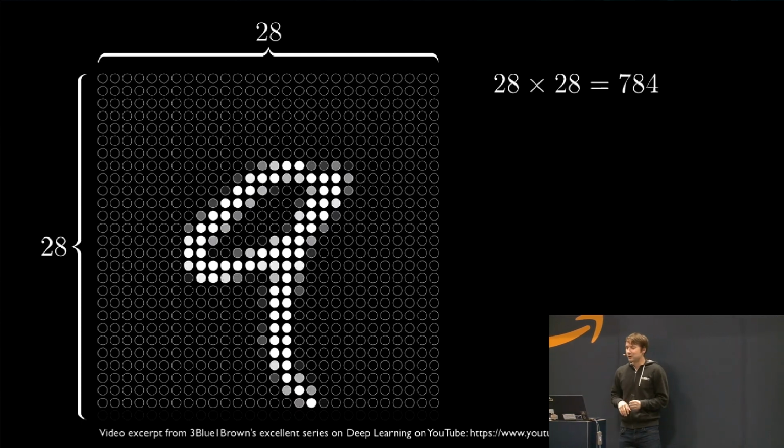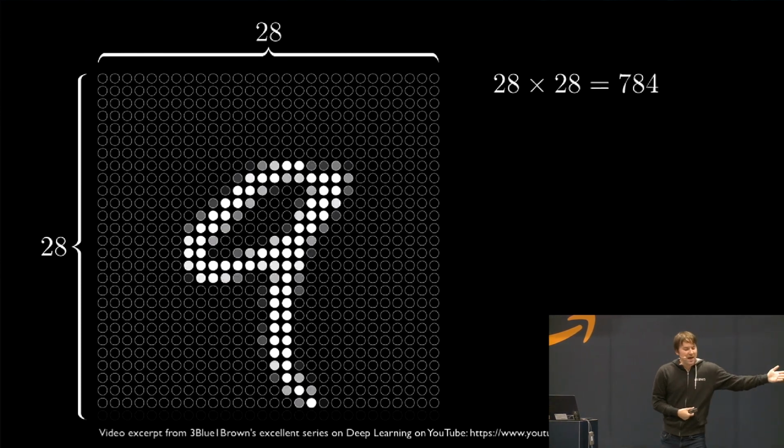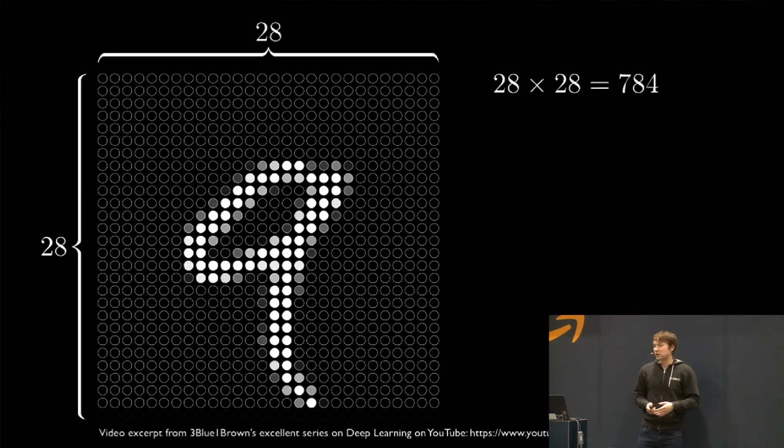OK, good. So the MNIST data set is 28 pixels by 28 pixels for each of those little images, and they're grayscale images. And we're going to pass those through our network and train it.